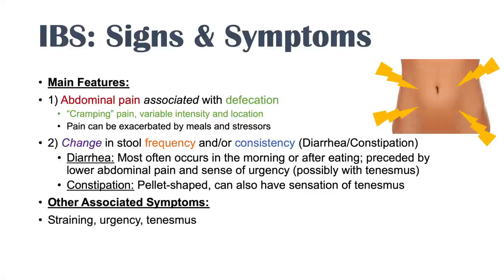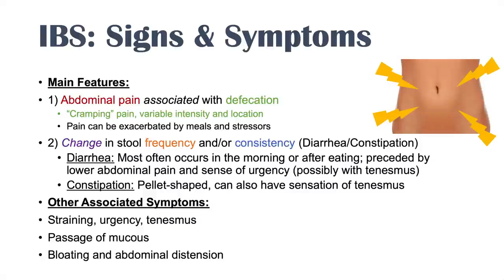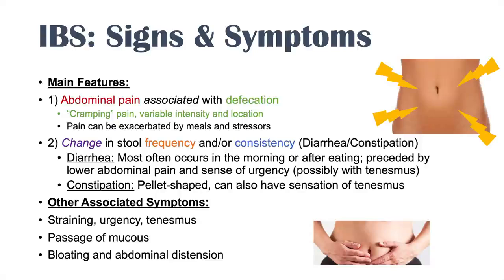So we've talked about tenesmus multiple times. It's that feeling of incomplete bowel movement. And then the straining and urgency can also be associated as well. There can be a passage of mucus, and there can be bloating and abdominal distension. So these are all very common associated symptoms.